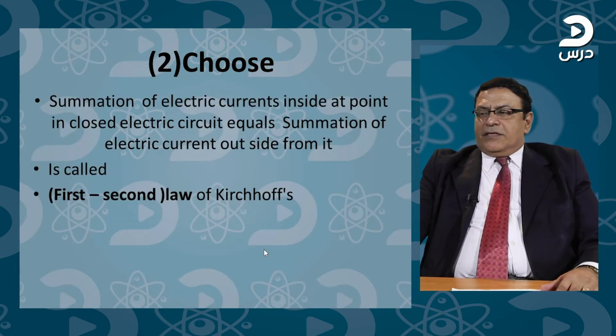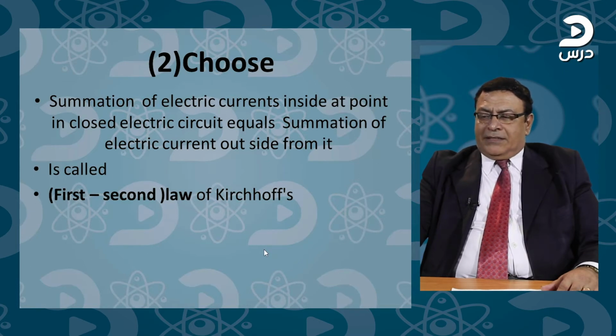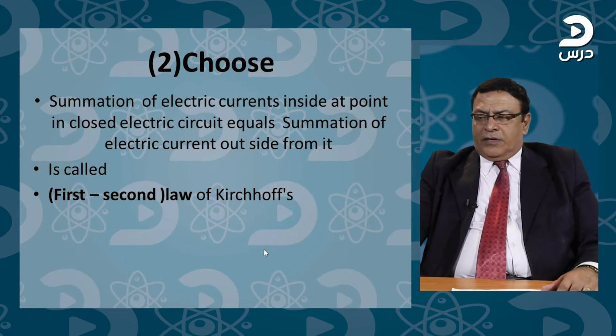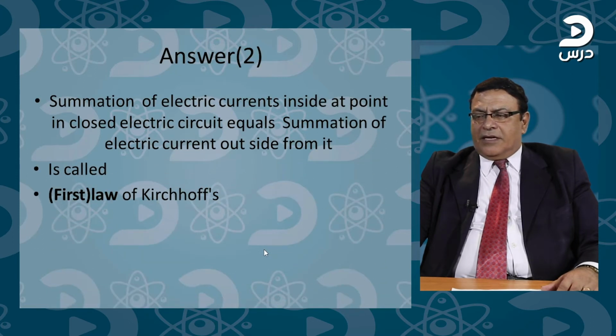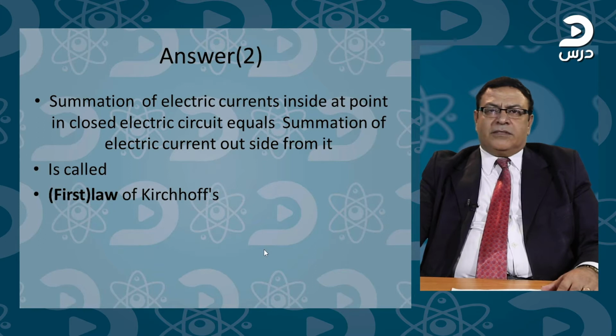Question number 2. Choose. Summation of electric current inside a point in closed circuit equal summation of electric current outside from it is called. هل ده first law of Kirchhoff ولا second law of Kirchhoff؟ تعال نشوف الانسرز. طبعا هنا summation of electric current inside closed circuit is called Kirchhoff first law أو first law of Kirchhoff.